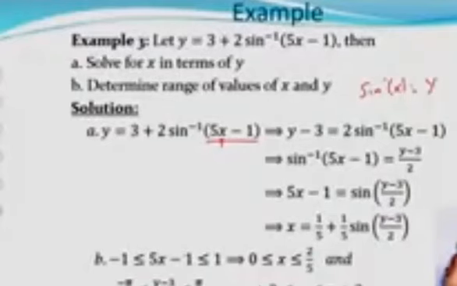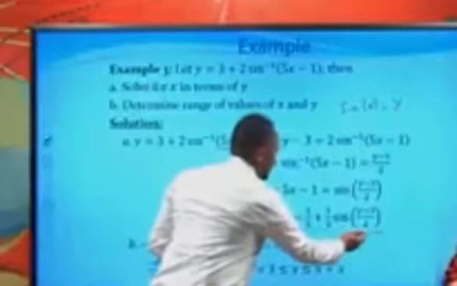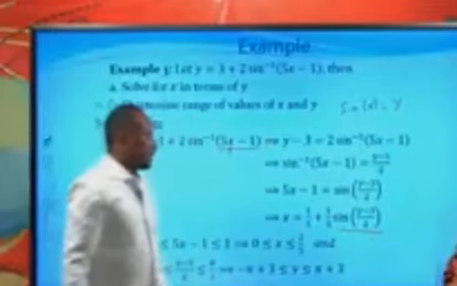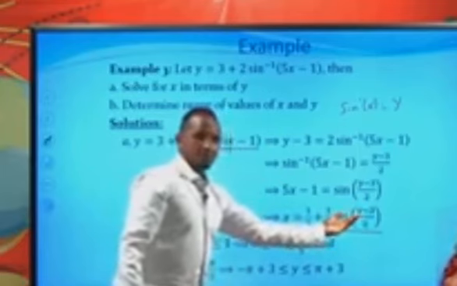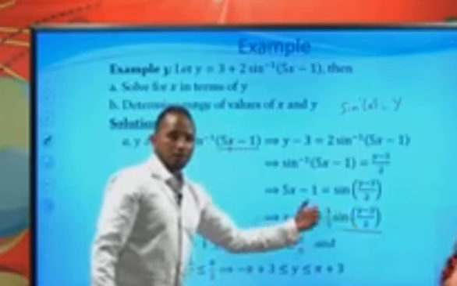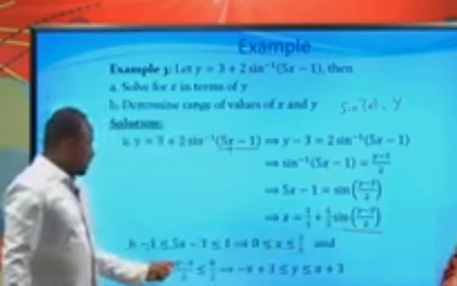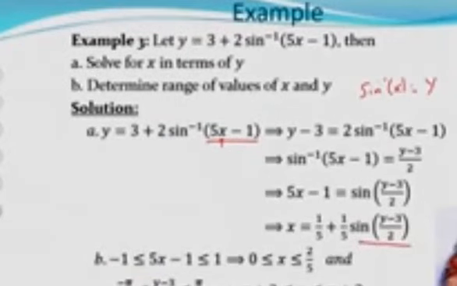The value of y, here you can see this one. Sine of this, this value is an angle, it ranges between negative pi over 2 and pi over 2. Therefore, y minus 3 over 2 is between negative pi over 2 and pi over 2. So multiplying this by 2 and adding 3 on both sides, negative pi plus 3 is less than or equal to y, and adding 3 on the other side will be pi plus 3. So you will have this one.